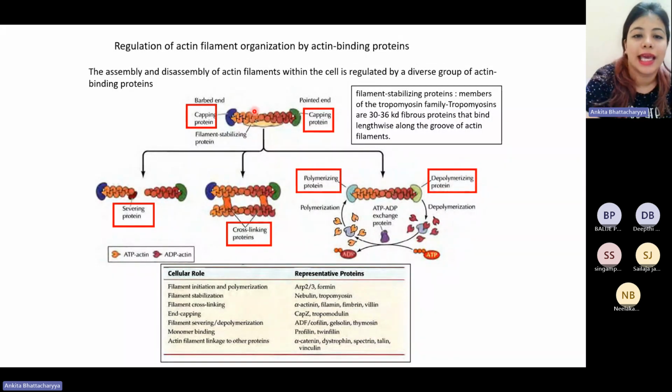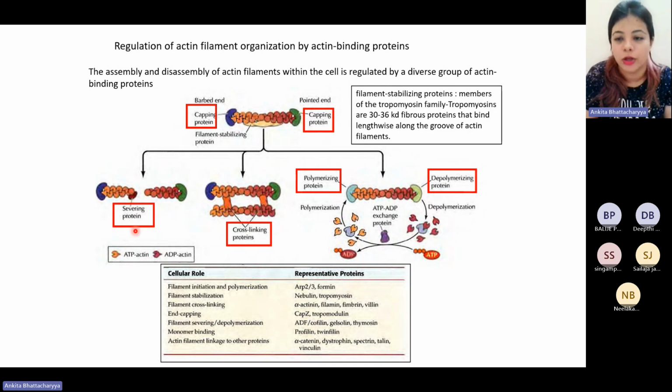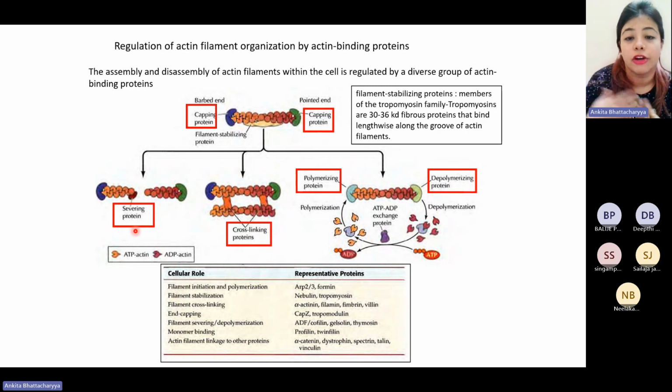Then there is a capping of actin which occurs, which is shown here. Capping proteins can often be CapZ or tropomodulin. No need to remember, this is just to introduce you to these topics. Then there is filament severing or depolymerization. Severing basically means you are cutting or chopping the filament into two or multiple parts. That is done by proteins such as cofilin or ADF, gelsolin, thymosin, etc. Then comes binding of monomers, which profilin takes care of, etc.